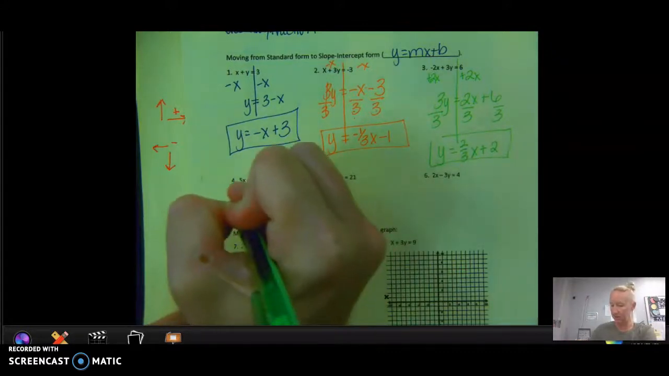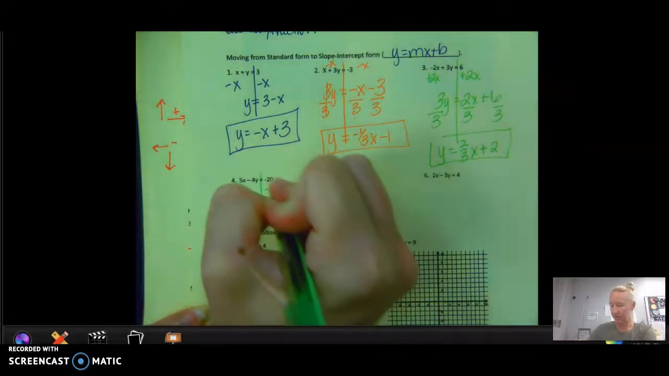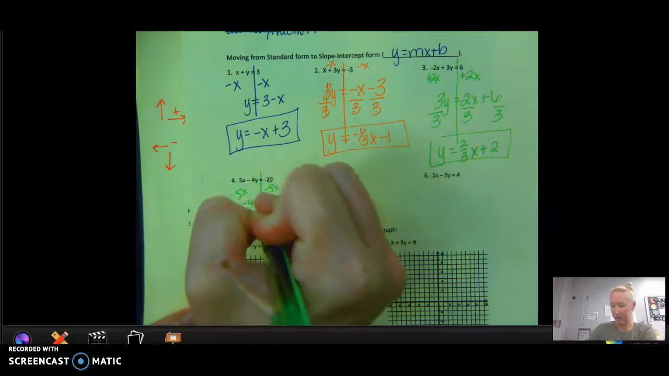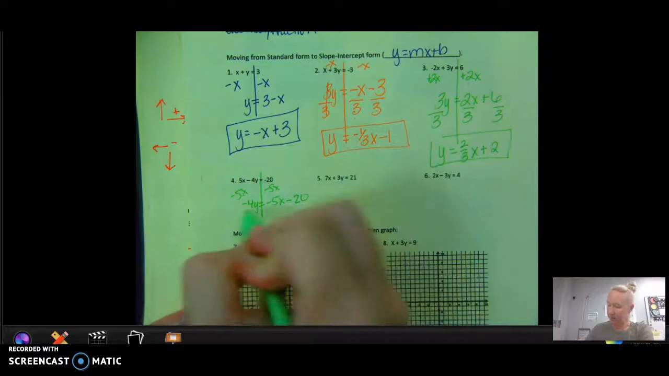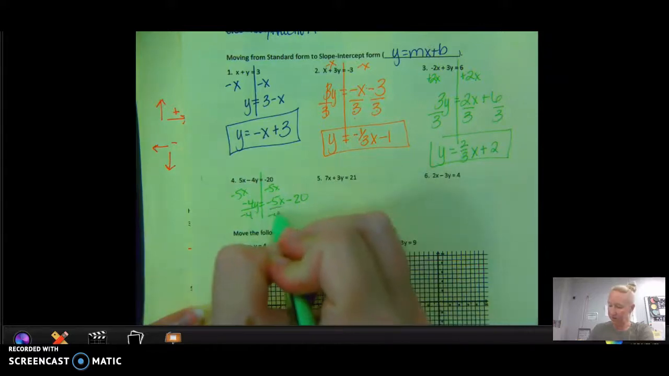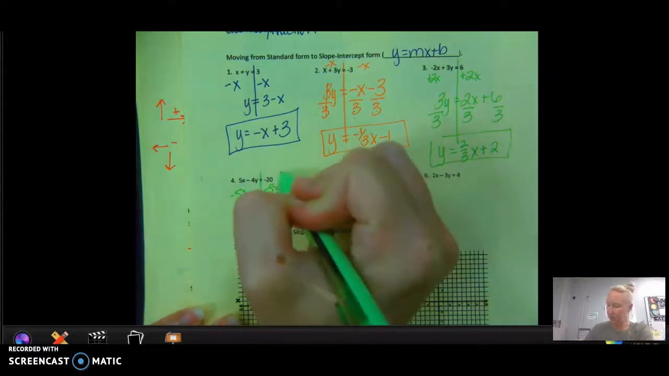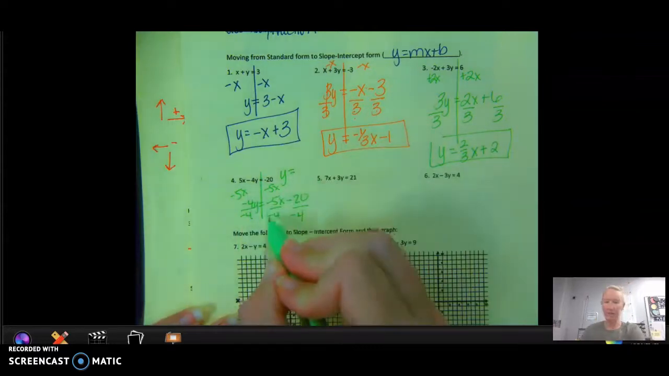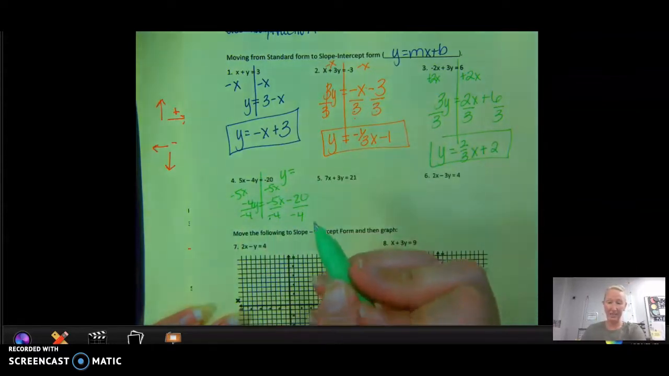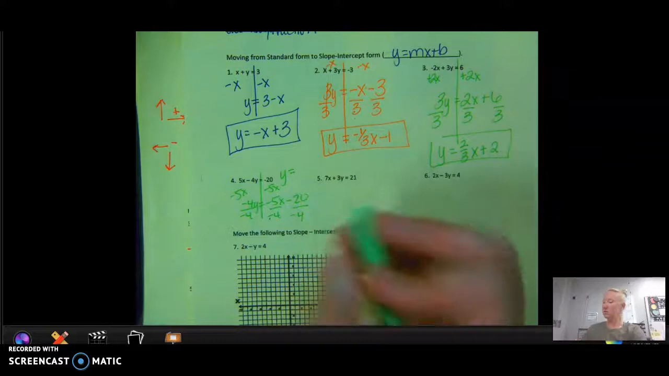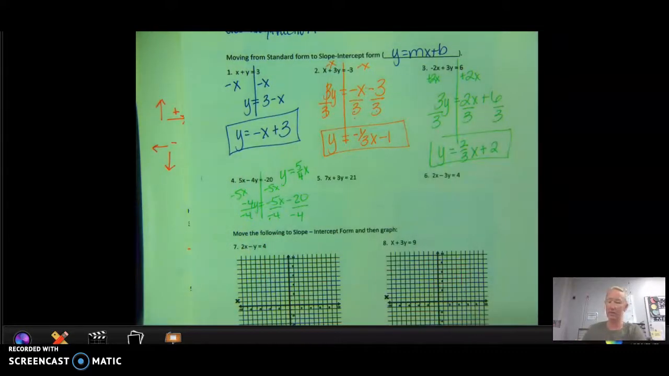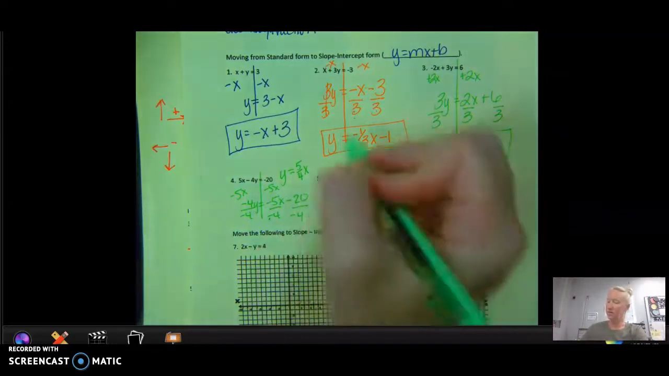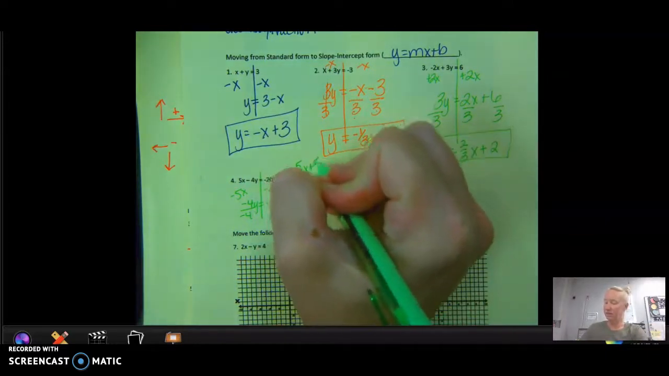So I'm going to subtract 5x from both sides. So I get negative 4y equals negative 5x minus 20. And then I'm going to divide by negative 4 everywhere. So I get y equals, negative over negative gives me a positive. 5 divided by 4 would give me a decimal number, so I'm going to leave it as a fraction. Positive 5/4 x because a negative over a negative. Negative 20 divided by negative 4 is a positive 5.